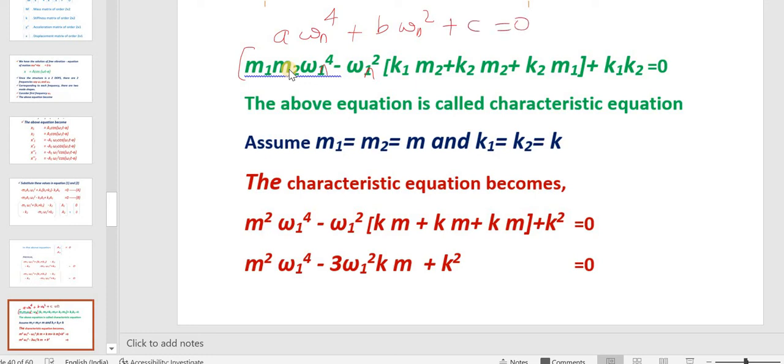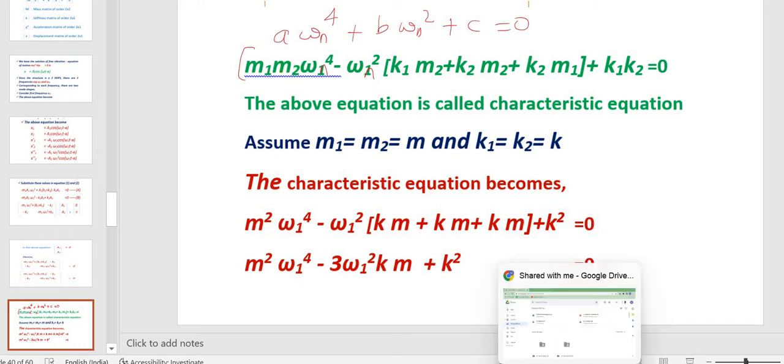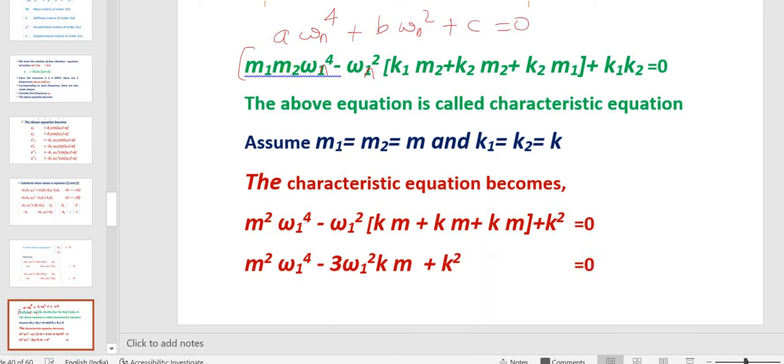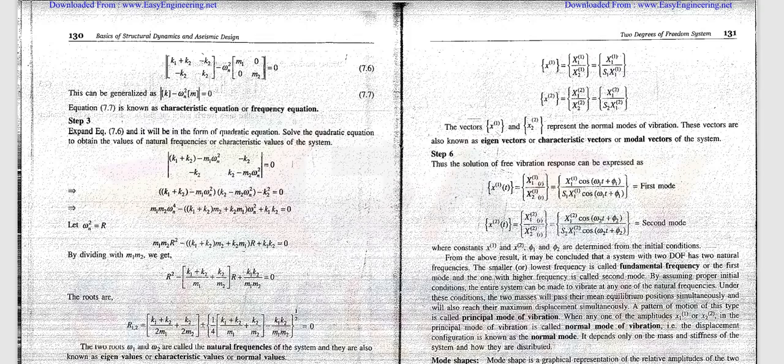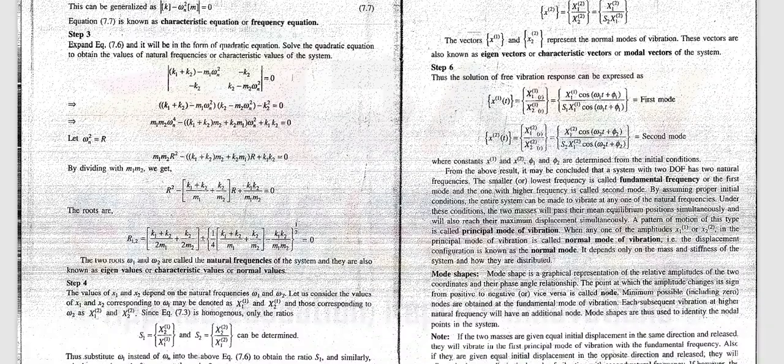Now I need to find omega. So instead of this omega, I am just substituting here, that is omega n square is equal to r. Now you can see r square plus br plus c is equal to 0. From this I can find out what is r. Then what will be omega? Omega will be root of r. So I can find out both the frequencies.